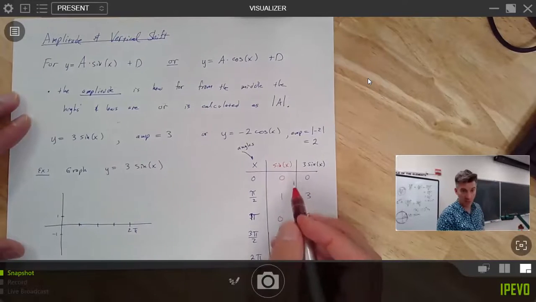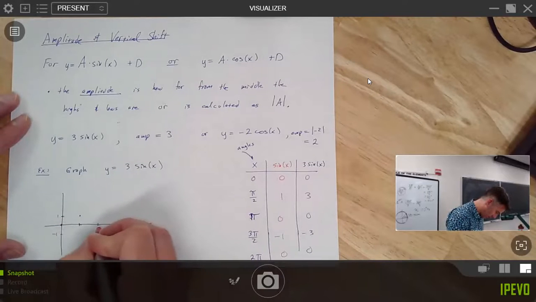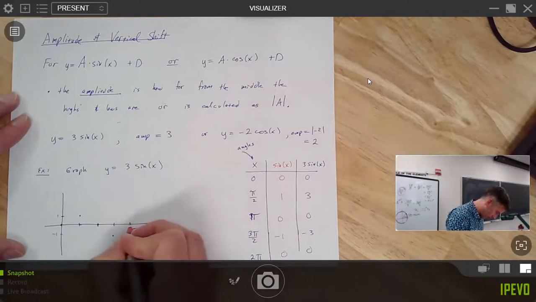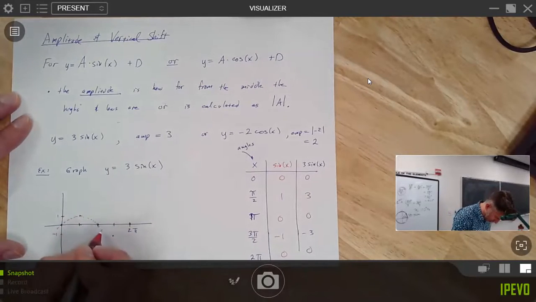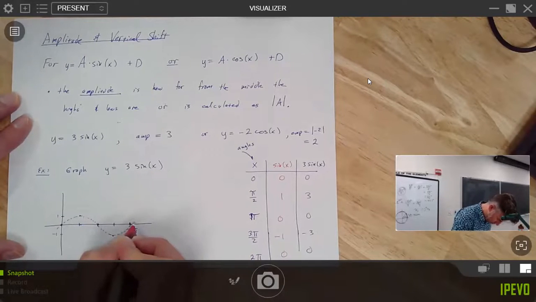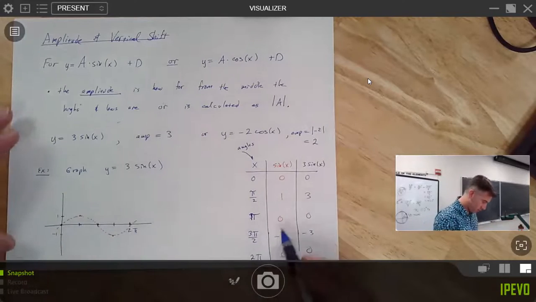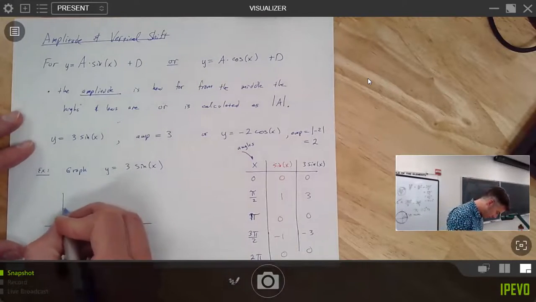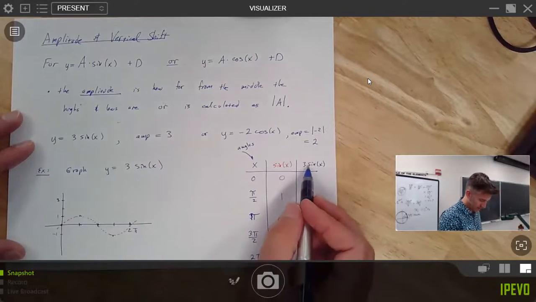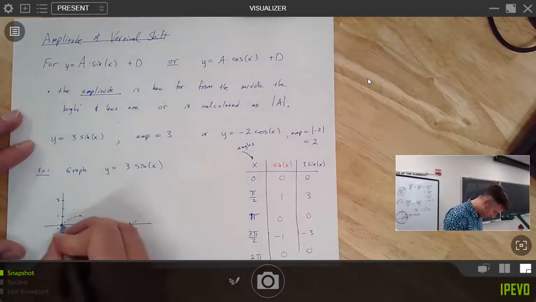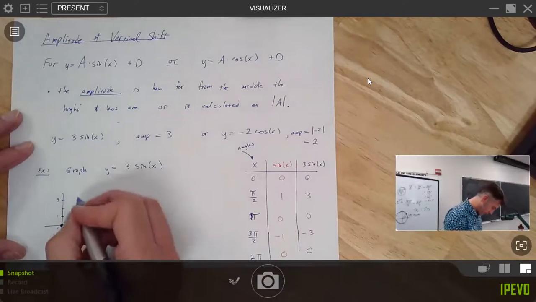So I'm going to graph just regular sine of x in red first. So I know I start at 0 and then 1 and then 0 and then -1 and then 0. So it's going to look like this. I'm going to draw it dashed because it's not the graph I'm actually really drawing. And then 3 times that, well, I can plot it. Sorry, when x is 0, 3 times sine of 0 is going to be 0. When x is pi over 2, 3 times sine of pi over 2 is going to be 3.